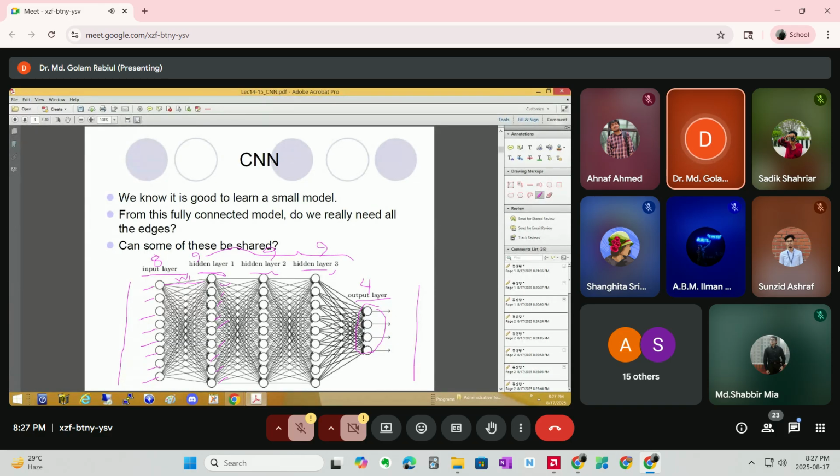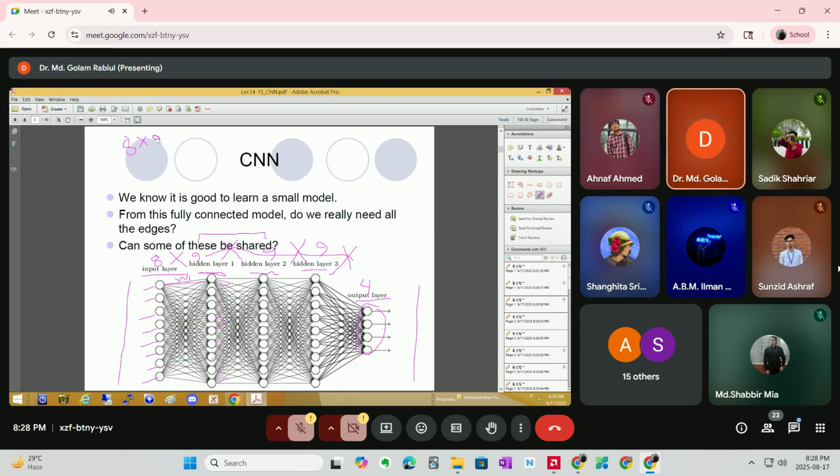So how many connections are there? At first, we need to find out how many connections there are, because each and every connection carries a weight. So it will be 8 times 9. Then the connections between hidden layer 1 and hidden layer 2 are 9 times 9. And then these connections, 9 times 9 also. And these connections, how many? 9 times 4.